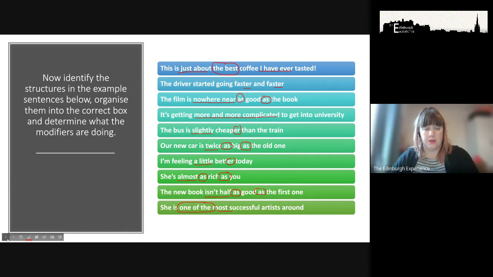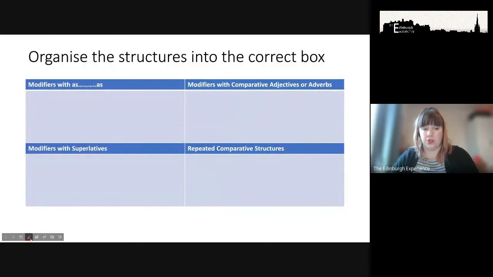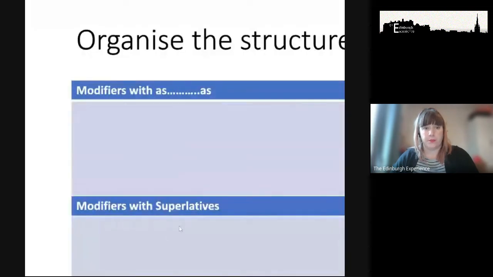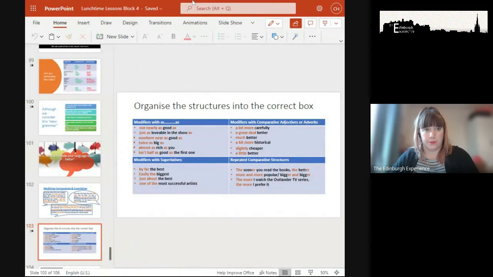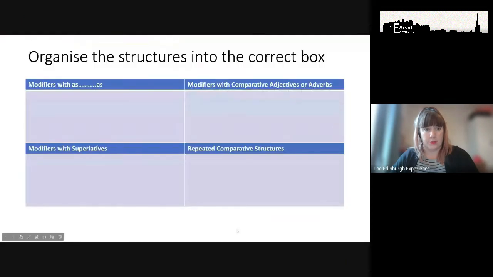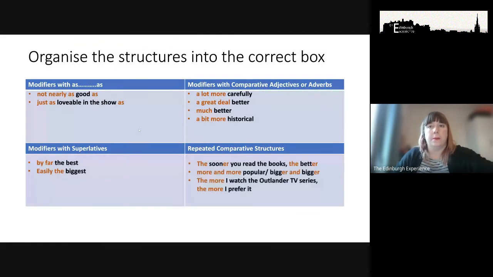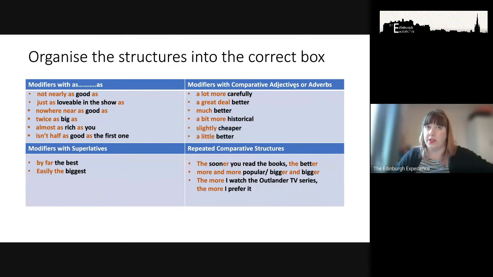Yeah. So if we go back to the structures that we had before, guys. There we go. If I put these into my box like we had there, we've got a few more now with as. Lots of extra ones here. Nowhere near as, twice as big as, almost as rich as, isn't half as good as. A couple more that we can use with our comparative adjectives or adverbs, and a couple more we can use with our superlatives as well.